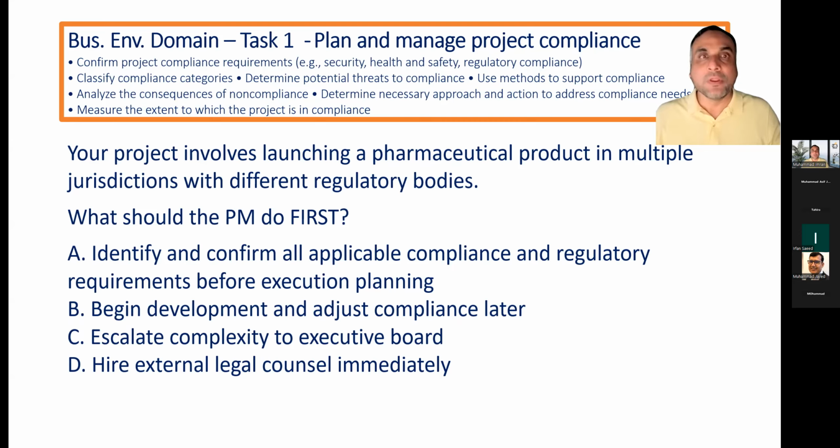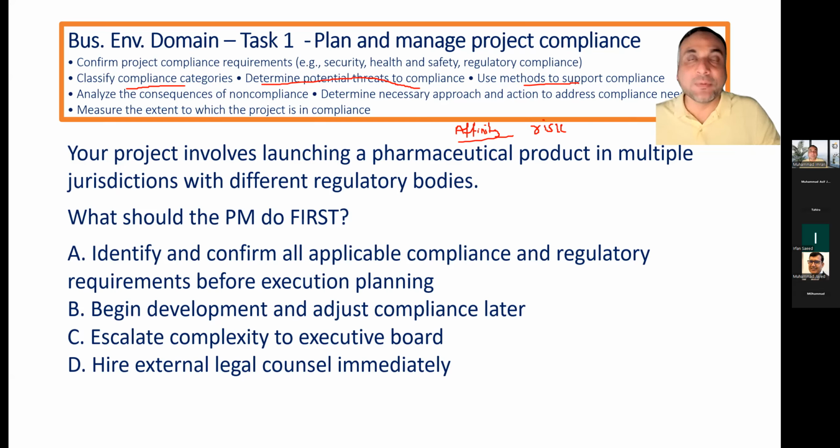So we can have de jure regulations, we can have standards, government-based standards, global-based standards. Whichever is applied, you need to be aware of those standards. Classify compliance categories. To classify something, we use an affinity diagram, if you remember, to group the things into their required categories. Determine potential threats to compliance, which means perform risk identification and qualitative and quantitative risk analysis.